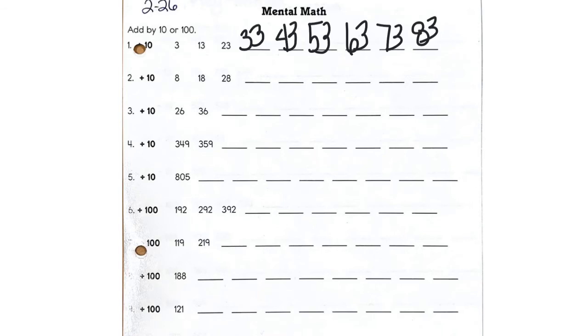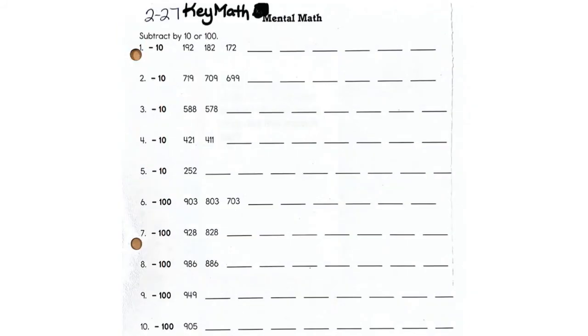So it is all addition, and the numbers are all right here of what you're going to add, either tens or 100s, and then write them on the line. Finish this page and then go on to the next. All right, this page is a subtract by tens or 100s. It's the same as the page before, only this time you're subtracting. So finish this page and then go on to the next.